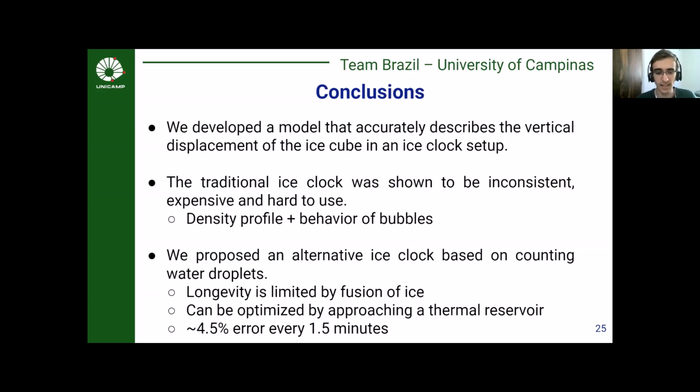There might have been some misunderstanding on what our aim was with proposing this different ice clock, because we wanted to make clear that our measurement of longevity would depend on, let's say, the size of the ice cube that you put into your system, right? That would determine how long the ice clock can work for. We made many approximations and we discussed them at length. And at the end, we got a precision of about, as I said, 4.5% every 1.5 minutes, which is satisfactory for a system as difficult as this one. So I think our conclusions held up, and I thank the opponent for the discussion.